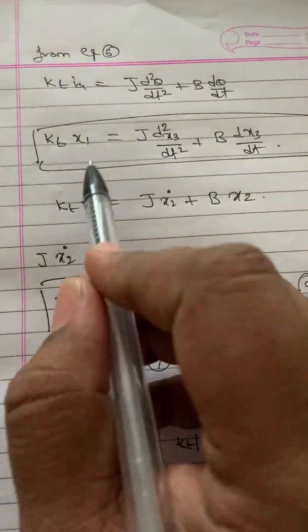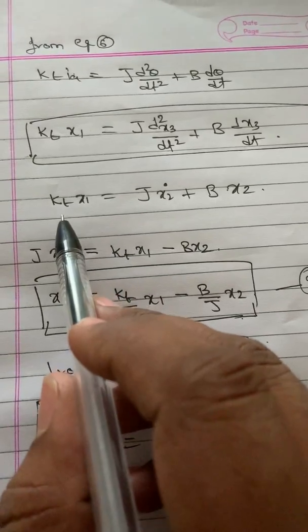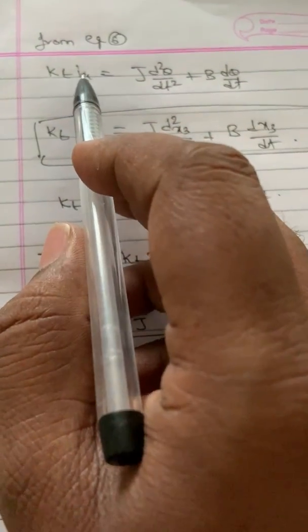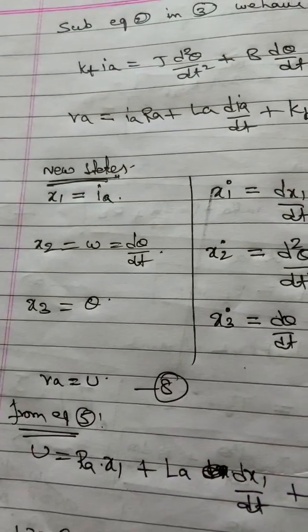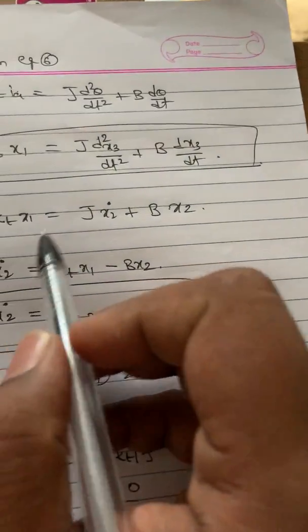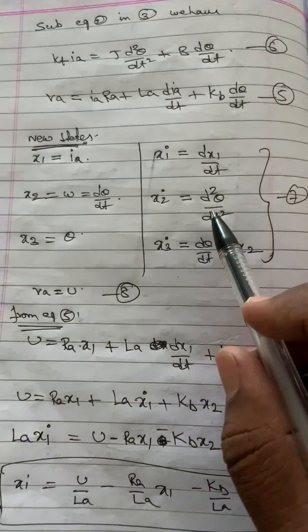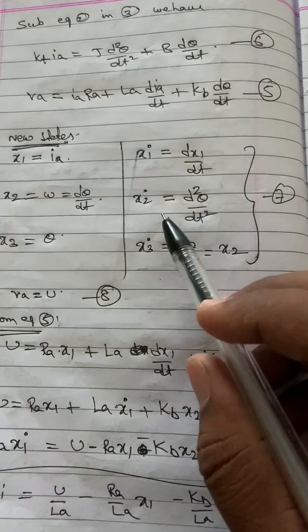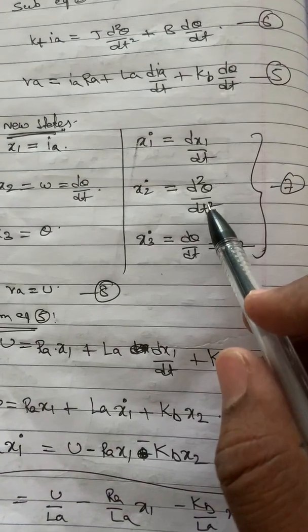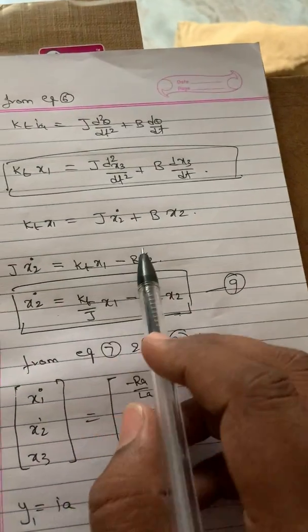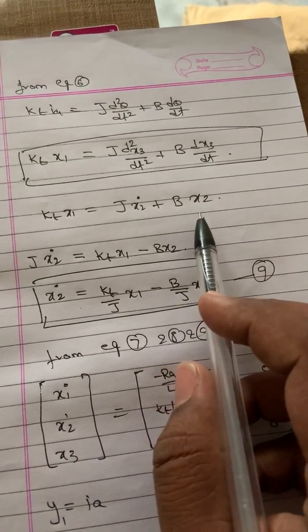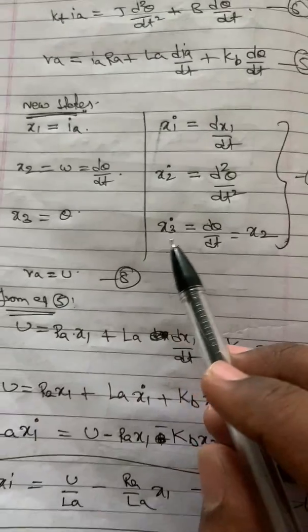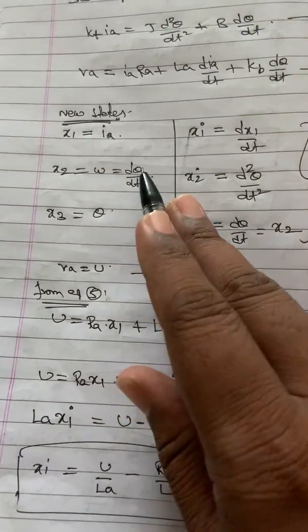From this you can write kt into IA, and again IA can be written as x1, one of the states we have written already, is equal to j d square theta by dt square, which again you can go back to and write directly as x3 dot, plus b d theta by dt, and b d theta by dt is written as x3.